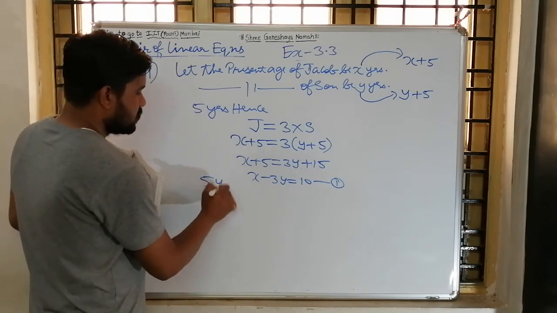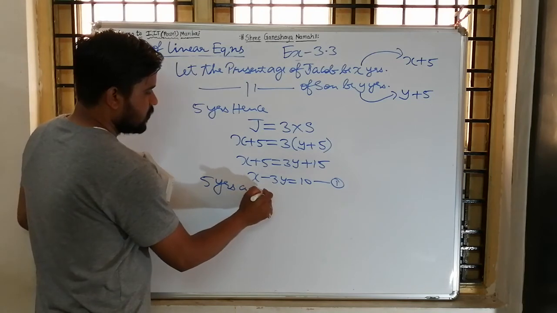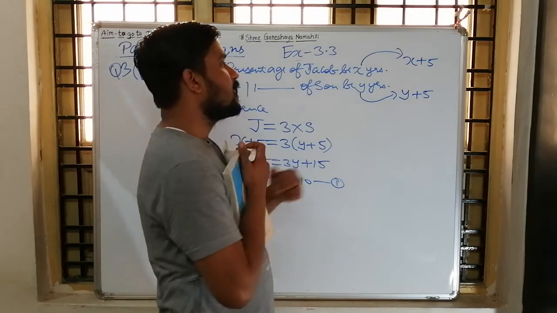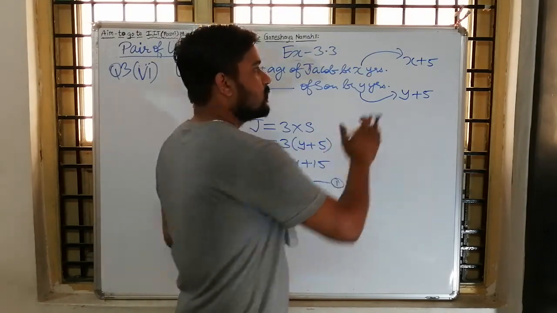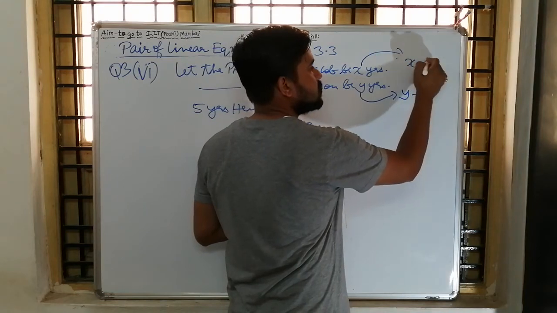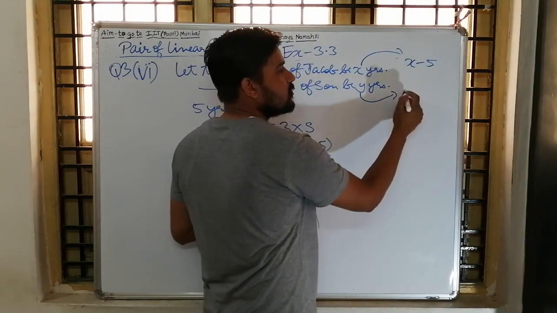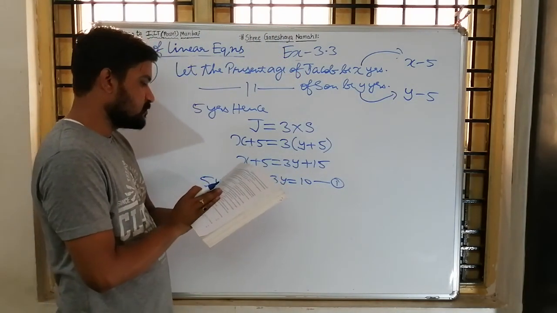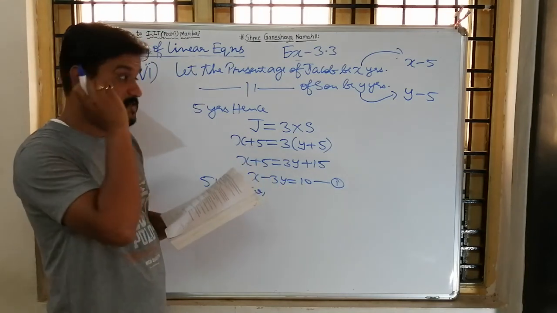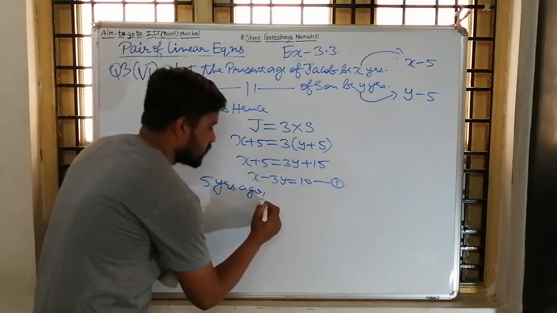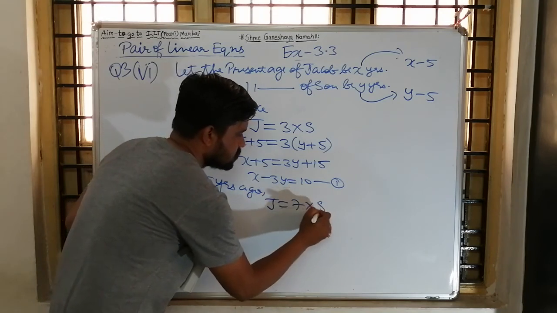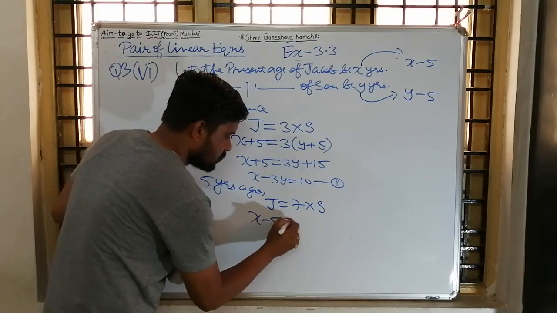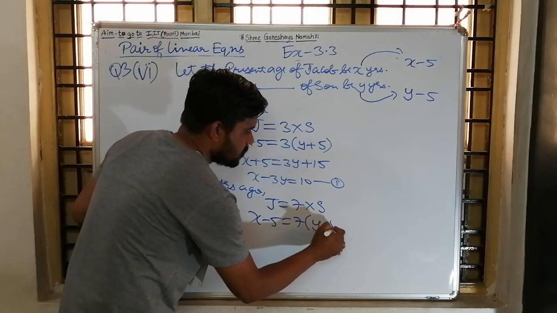Similarly, 5 years ago is given in the second condition. Okay, if Jacob's age today is x years, then what will his age be 5 years ago? X minus 5. Similarly, for the son, it will become y minus 5. Now, what condition is given in the second statement? Jacob was 7 times that of his son 5 years ago. Okay, so Jacob was 7 times the son. Okay, and what is Jacob's age 5 years ago? X minus 5, 7 in bracket, Y minus 5.